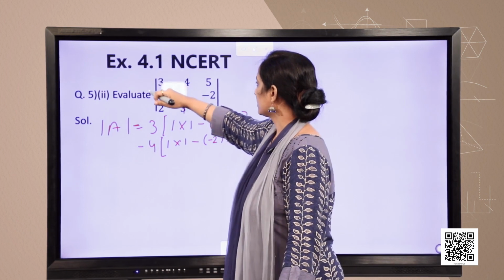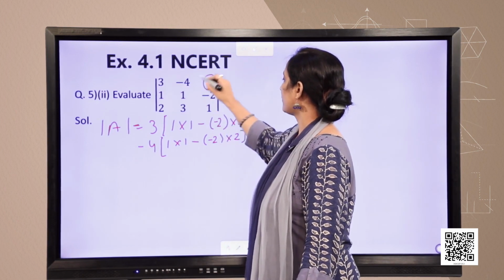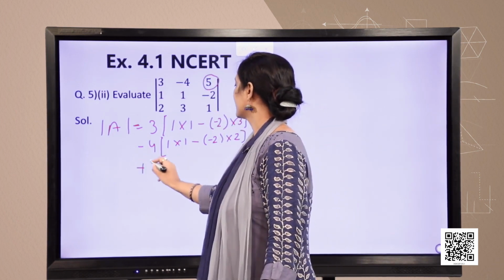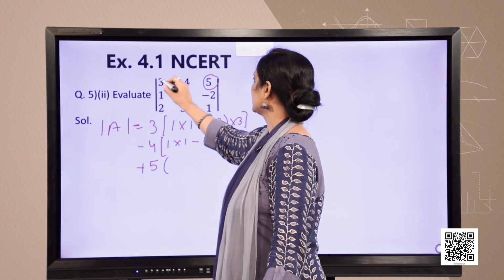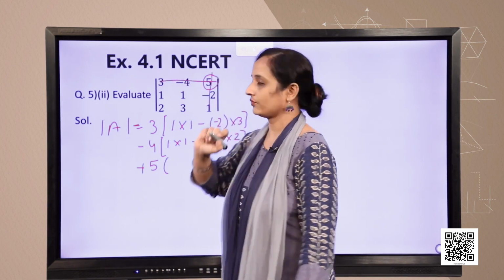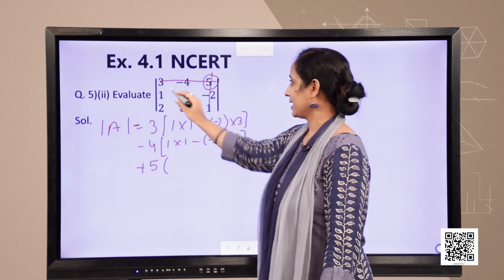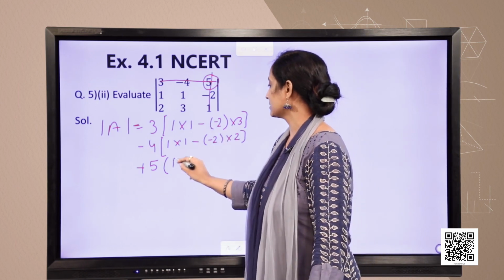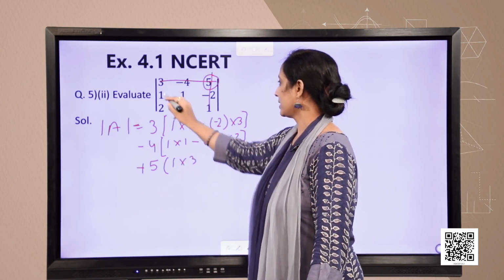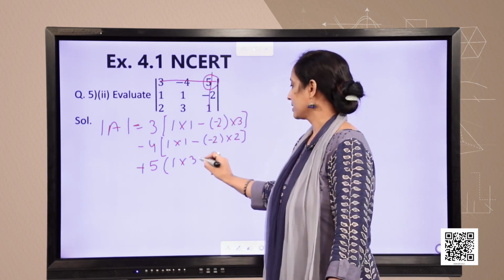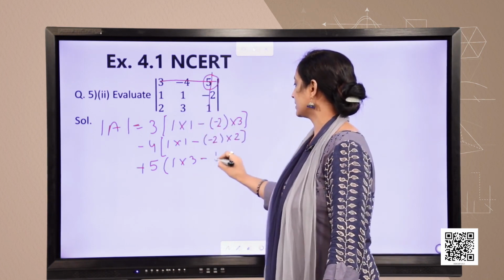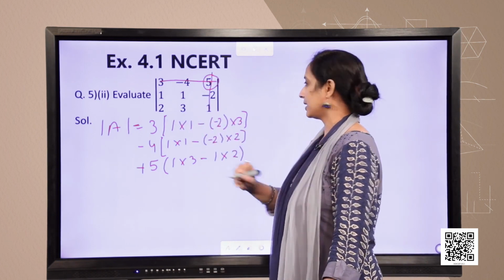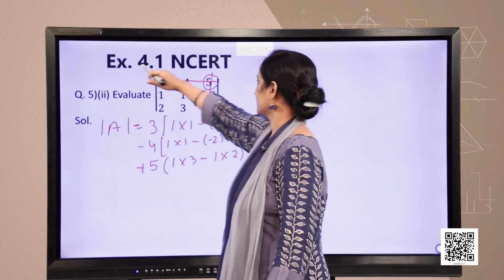Then let us write the third one, 5, and delete this row and this column where 5 has been placed and solve the rest of the 4 elements like this. 1 has been multiplied by 3 minus 1 has been multiplied by 2 like this. Then simplify this.